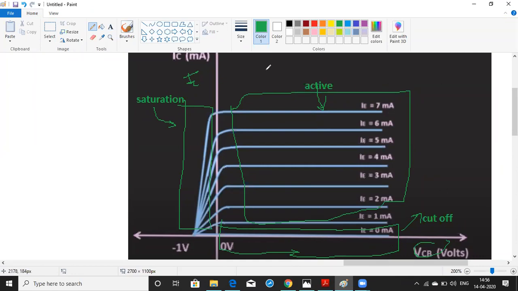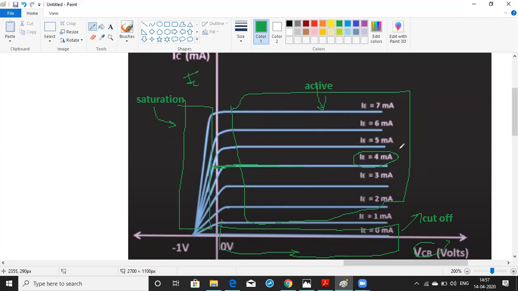Under the active region, if you observe clearly, when VCB is increasing, that is, when you are increasing the collector base voltage, the collector current remains constant at a given emitter current. For example, if I take the emitter current as 4 amperes, the collector current remains completely constant. So the collector current remains constant with respect to the increase in the collector base voltage VCB. This is what we call the active region.